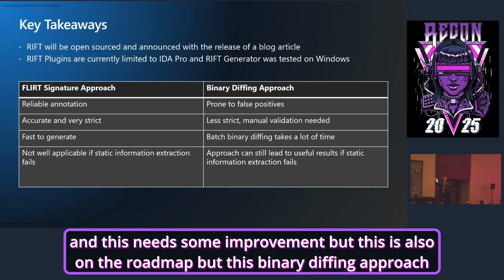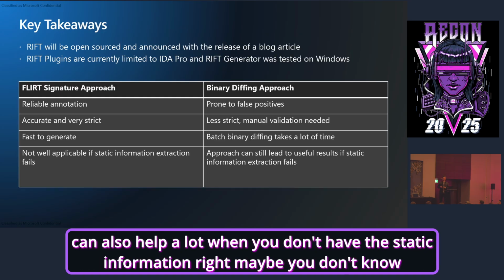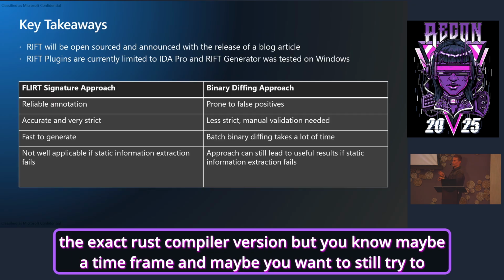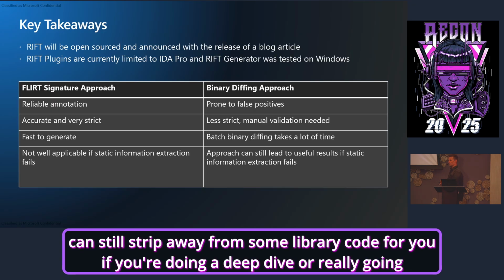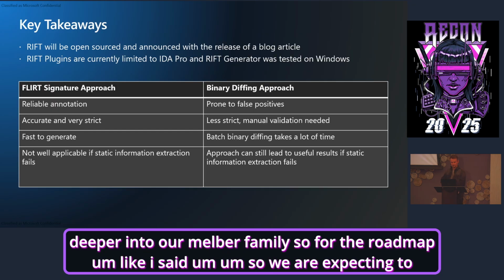But this binary diffing approach can also help a lot when you don't have the static information, right? Maybe you don't know the exact Rust compiler version, but you know maybe a time frame, and you want to still try to binary diff with an older one, or you have an idea what version it might be. Then this approach can still strip away some library code for you if you're doing a deep dive or really going deeper into a malware family.